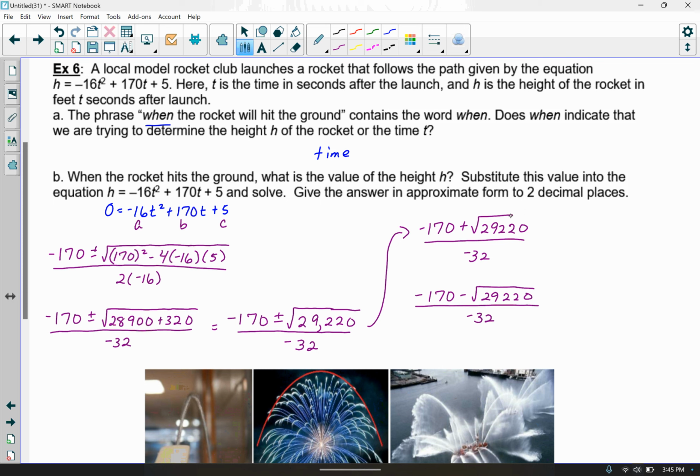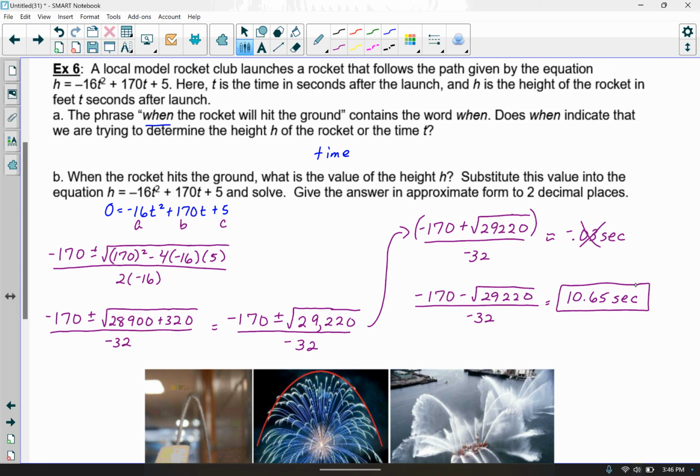I've mentioned this before. If you want to put this in your calculator all at one time, you've got to have parentheses up top. Personally, I just like to type in the top, hit enter, and then divide it by negative 32. When you do the addition, you should land at a negative 0.03 seconds. So we're talking about time, so that one can't work. When you do the subtraction, you should land at 10.65 seconds. And again, that's the only time that makes sense as positive time.